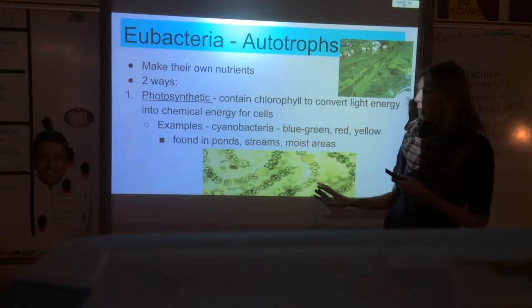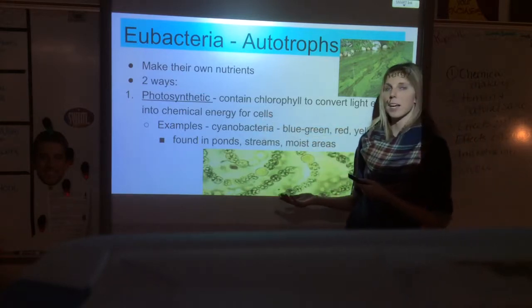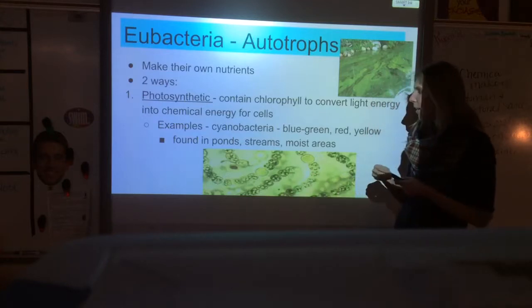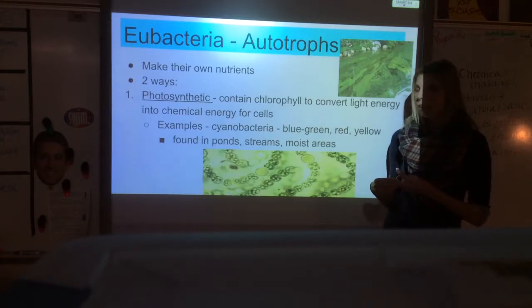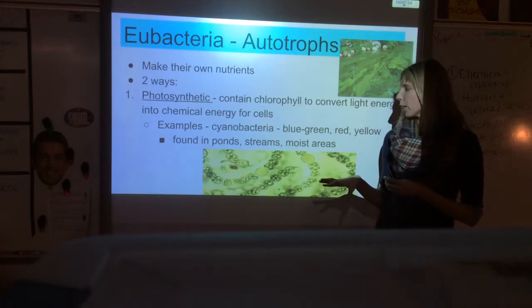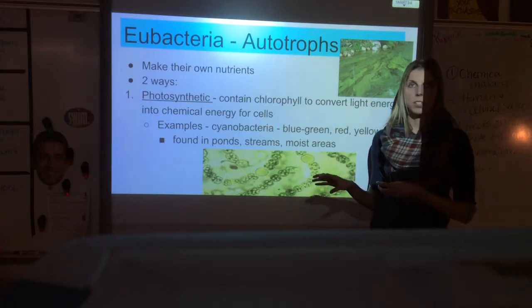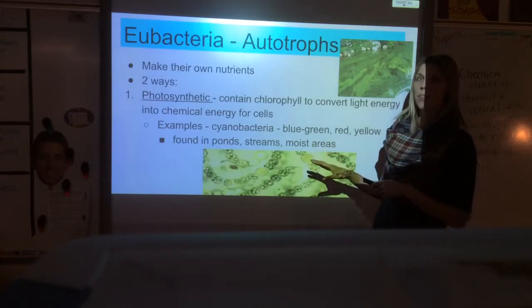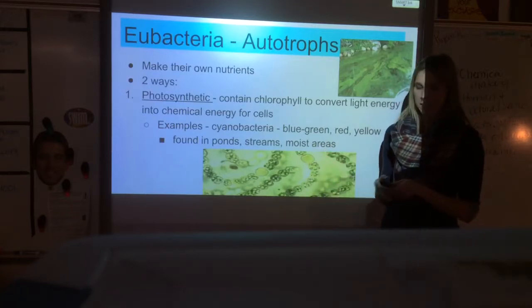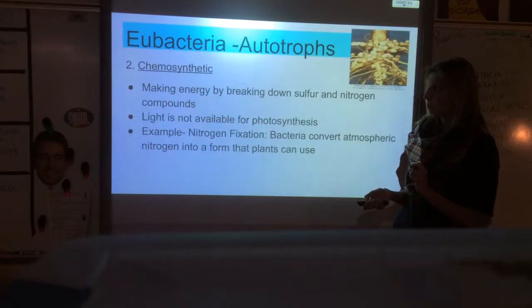So a particular type of bacteria that goes through this process is cyanobacteria. They can be blue, green, red, yellow, so they come in a variety of different colors, and they can be found typically in ponds, streams, or other moist areas. So autotrophs, they can be photosynthetic. They photosynthesize to get that energy.